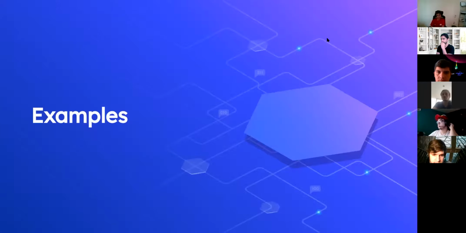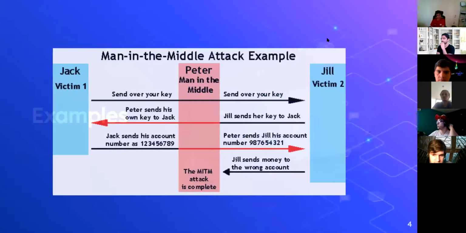So let's go to some examples. This image is an example of a simple attack. It doesn't mention the means that the attacker used to make it, so it's just to illustrate. So we have three individuals. We can say Jack is the victim and Jill the entity he's trying to connect to, or vice versa. And Peter is the man in the middle.